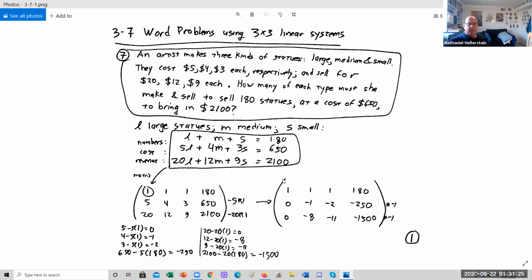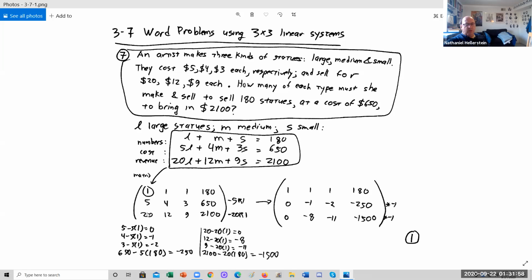So here we go. First row is going to stay 1, 1, 1, 180. Second row, 5 minus 5 times 1 is a 0. Put a 0 there. This entry becomes 4 minus 5 times 1, which is -1. We put that there. This entry becomes 3 minus 5 times 1, which is -2, which goes there. And this entry becomes 650 minus 5 times 180, which is -250. We put that there.